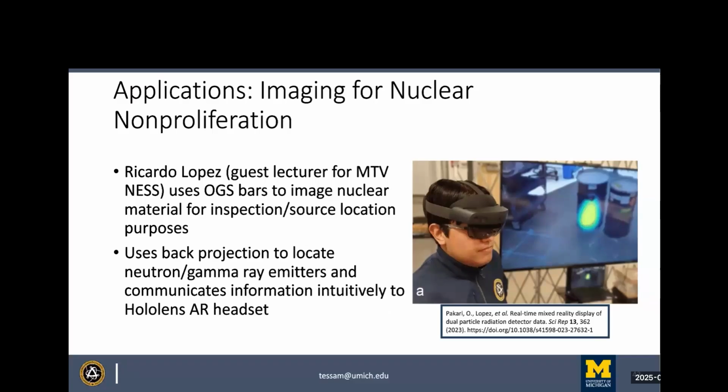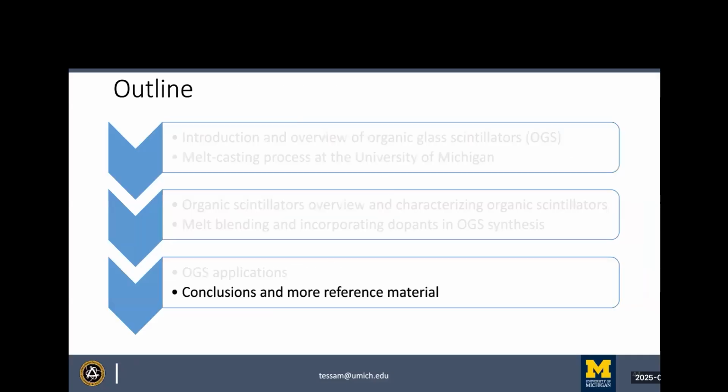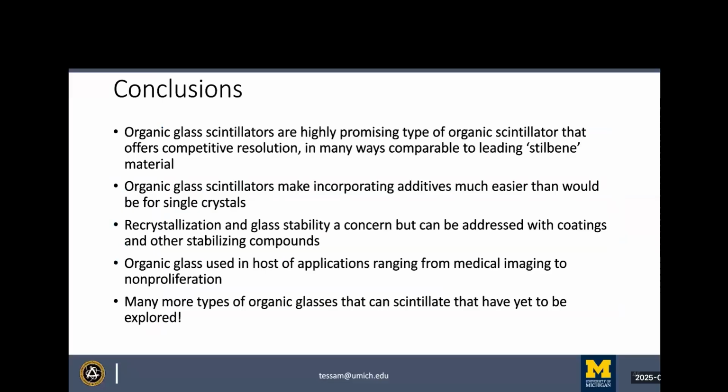One of our other group members, Ricardo Lopez, is already working on radioisotope imaging applications. He is working on the HoloLens system for nuclear nonproliferation, which uses OGS bars to image nuclear material for inspection or source location. This also uses back projection to locate neutron and or gamma emitters, and it communicates the information intuitively to the HoloLens AR headset so that inspectors will understand immediately what they're looking at.